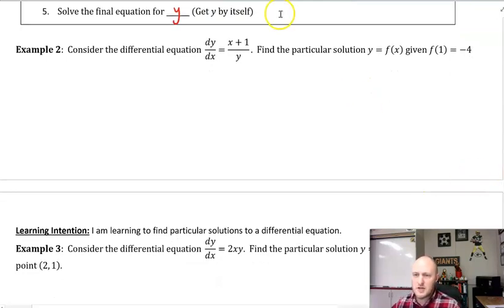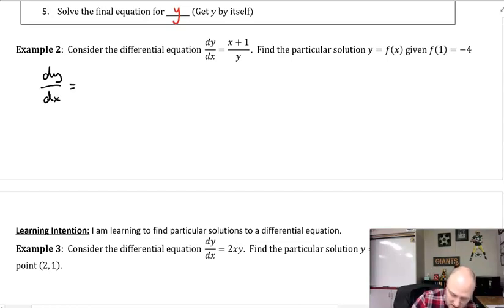Consider the differential equation dy/dx is equal to (x plus 1) over y. Find the particular solution y equals f of x given f of 1 equals negative 4. What I'm going to do first is take my differential equation dy/dx, and begin to separate this. So I have (x plus 1) over y.